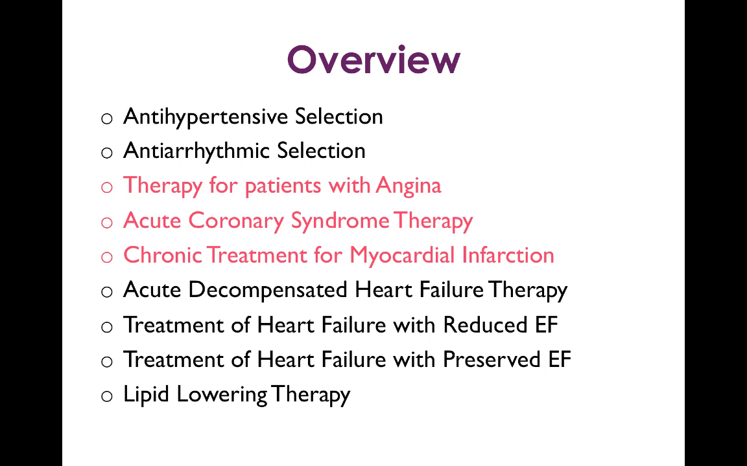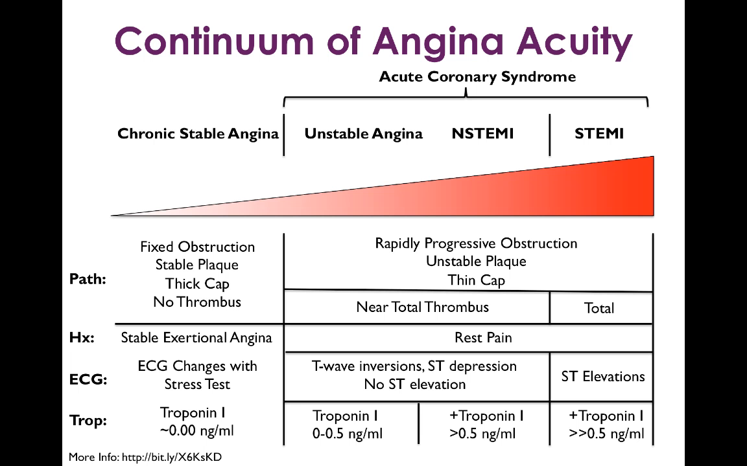Now we're going to move on to a block focusing on coronary disease. And so first I just wanted to lay out conceptually this really important concept of a continuum of angina acuity. And listed here are four different broad categories of angina. So there's chronic stable angina, unstable angina, non-ST elevation myocardial infarction, and ST elevation myocardial infarction. Now, really important to know, but not listed on this slide, is variant or Prinzmetal's angina, because that doesn't necessarily depend on the underlying pathology of atherosclerosis. That's more vasospasm.